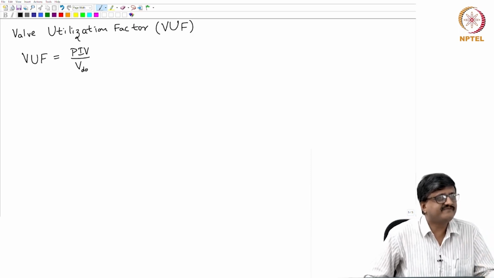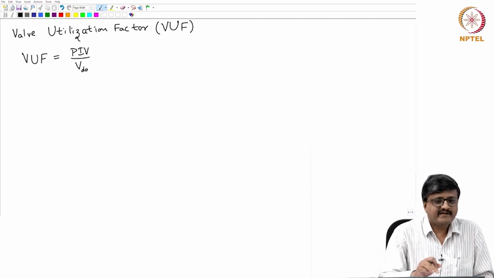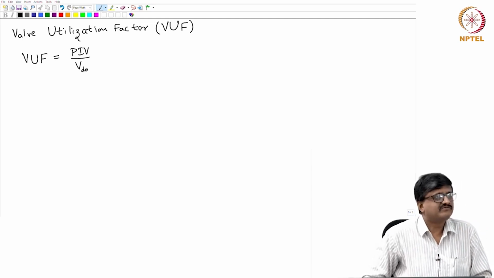See, if I want a large value of PIV, I have to spend more. If I want a thyristor which has to withstand more voltage, then it is more expensive. For a given VDO, I always go for a case where PIV is low.